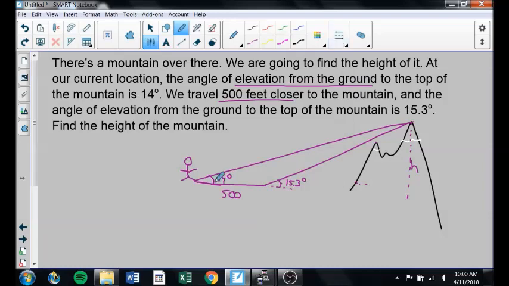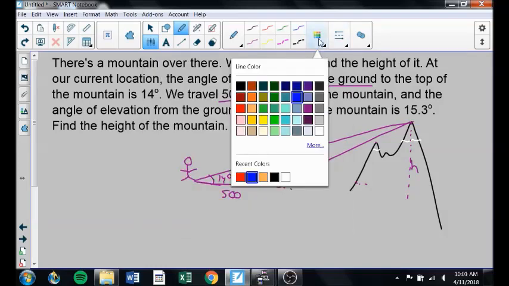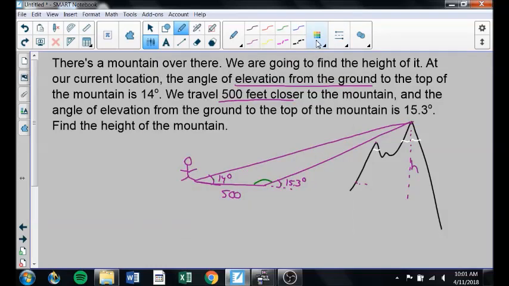I know that if this is 14 degrees, well really, I'll start here. If this is 15.3 degrees, these two things have to add up to 180. So the green thing I just drew, that I'll now make blue because the green's too faint, this angle here has to be 180 minus 15.3. 164.7.